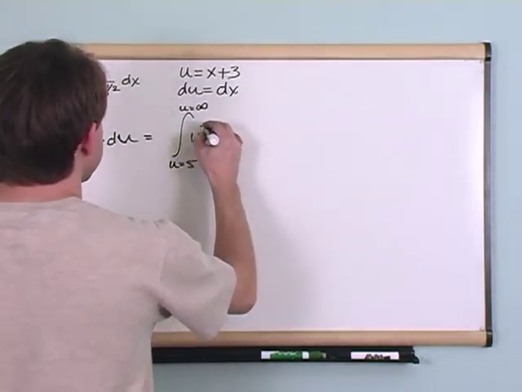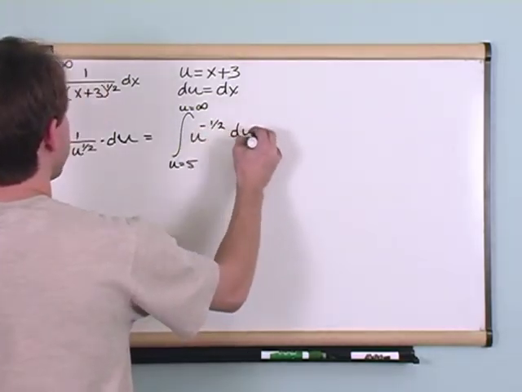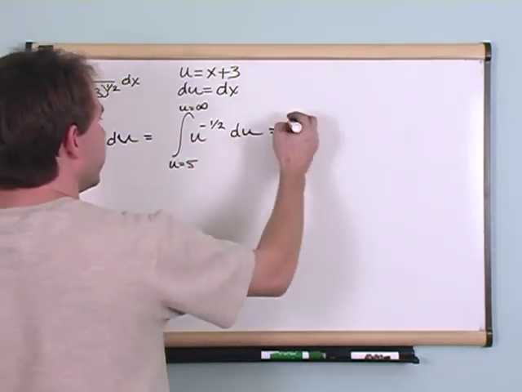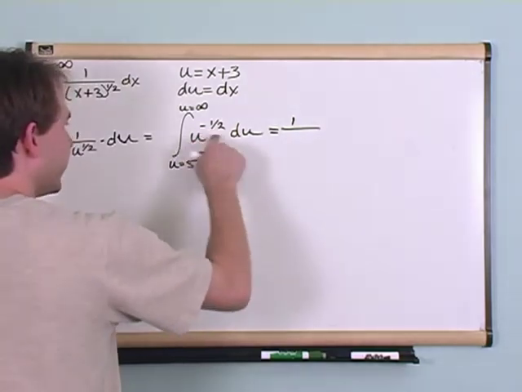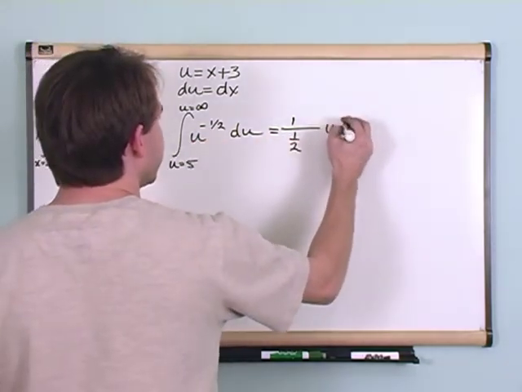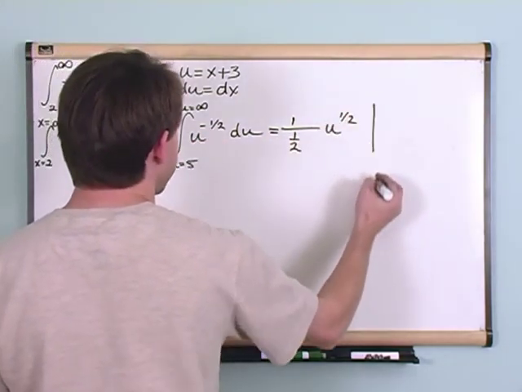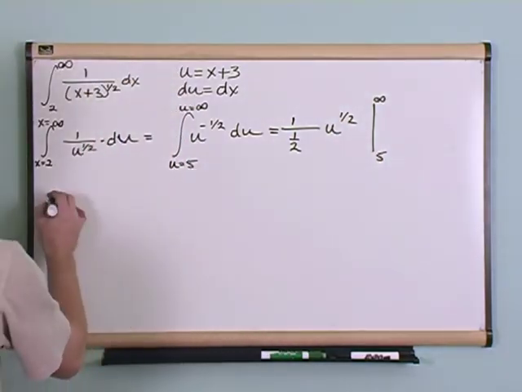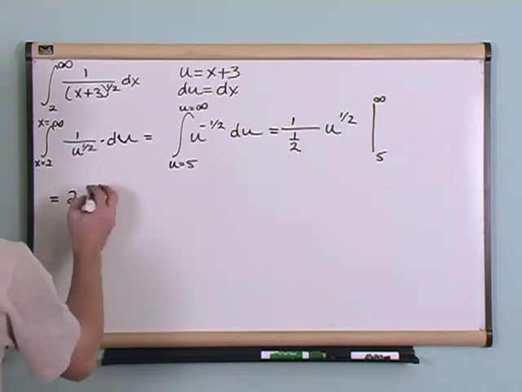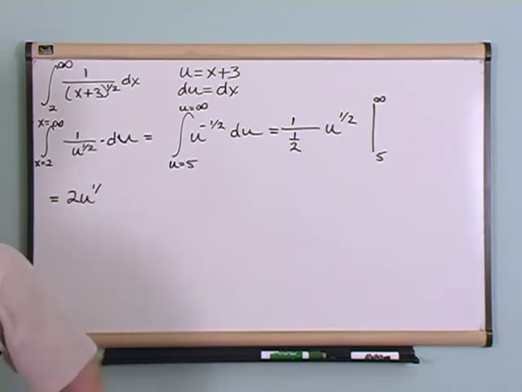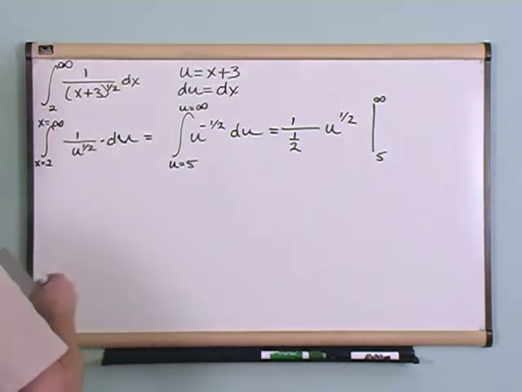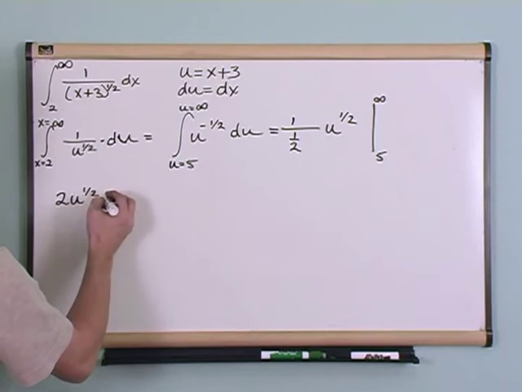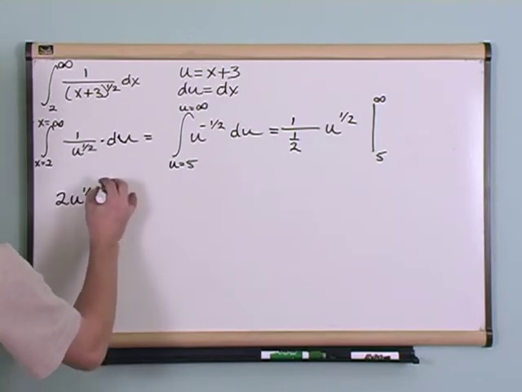And you'll have u to the negative 1/2 du, because you just move those up like this. This is very easy to integrate. It's 1 over 1 plus the exponent, which is 1/2, times u to the 1/2, evaluated from 5 to infinity, just the limits that we calculated here. So then this will be 2 times u to the 1/2. Let's write it in a slightly better form. We'll have 2 times u to the 1/2 evaluated from 5 to infinity.